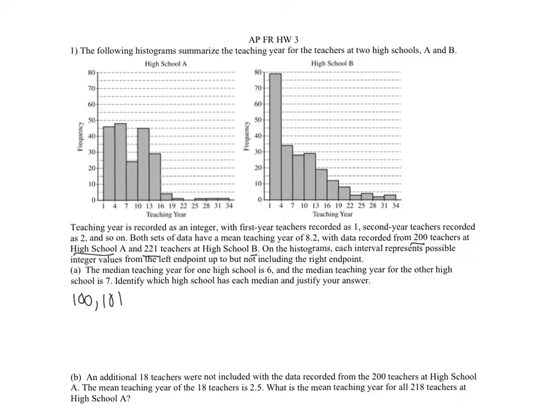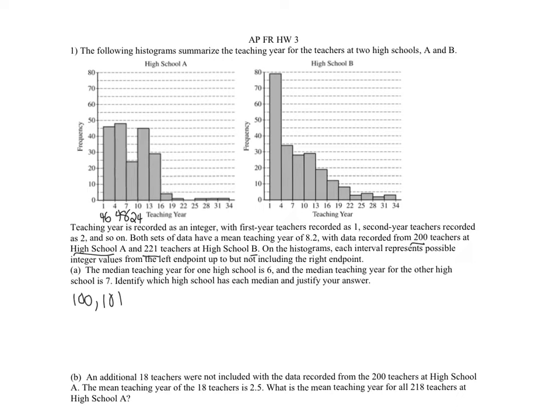Well, it's a little bit hard to tell because they didn't break it down, but it appears like this first bar has 46 people in it. Then the second bar has 48 people in it, which means we've already passed 94 people total in these first two bars, and we're looking for where the 100th and 101st data point is. Well, there's 24 people in that next bar, so we can narrow down which bar that median must be in.